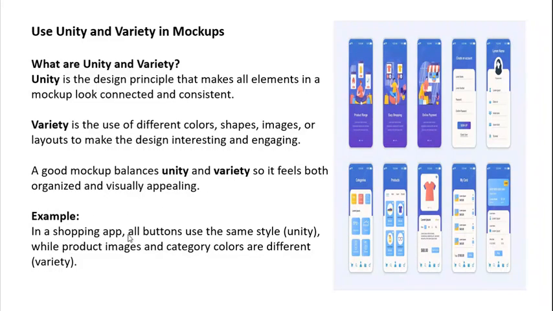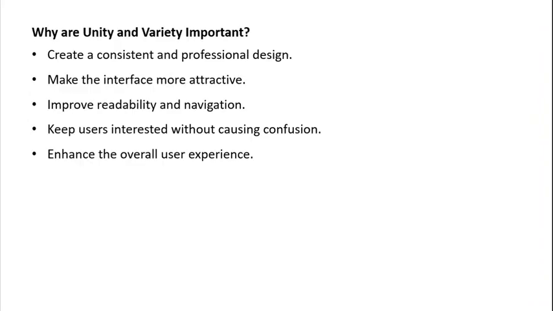For example, in a shopping application, all the buttons use the same style as unity, while the product images and category colors are different as variety. The images show variety through different colors, and unity is shown by all the pages and button colors being the same.